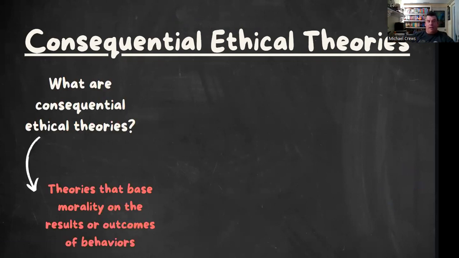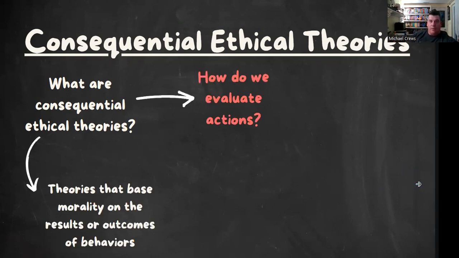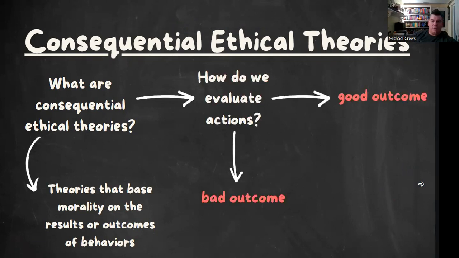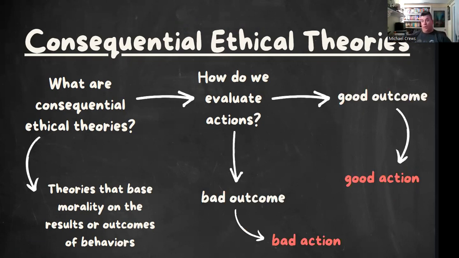These are theories that base morality on the results or the outcomes of behaviors, okay? The consequence. Now, we typically think of consequence as a negative word, but in this case, consequence could be good or bad. It's just what happens as a result, okay? So how do we evaluate actions? Well, our actions are going to either have a good or bad outcome, and that determines if it was a good or bad action. So if the outcome was bad, the action was bad. If the outcome was good, the action was good. It absolutely positively does not matter what the action is. As long as you produce a good outcome, it's a good action, and vice versa for bad.